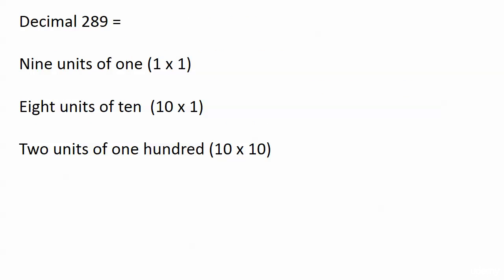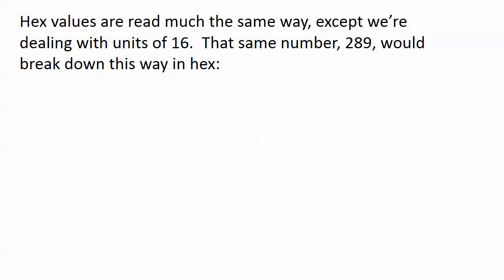And you're just going from right to left. You've got 9 units of 1. Then you move up to 10: 8 units of 10. And then for the next number up, the units are 100, and you've got 2 of those. So it's 289. We don't look at the decimal 289 and say, okay, that's 2 units of 100, 8 units of 10, 9 units of 1, because we use it so often. And it doesn't necessarily stop there, because if this decimal were 7289, what would the 7 represent? Of course, 7 units of 1000, which would be 10 times 100. Well, hex values are really read much the same way, especially when you're learning them, but we're dealing with units of 16.